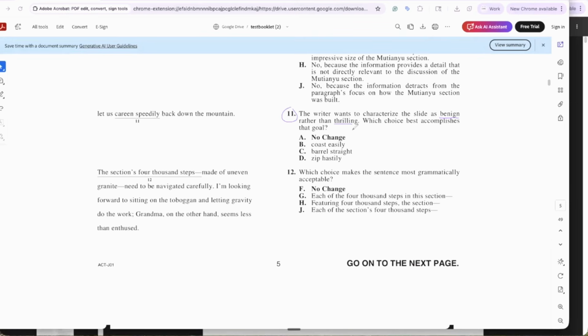So you want to look for something that is rather than, or not, thrilling. It's kind of calm, maybe even boring. So you've got speedily, you've got coast easily, barrel straight, and zip hastily. So zipping, speedily, those are more thrilling. And then you've got barrel straight and coast easily. Barrel straight means going straight down. And so the answer is going to be B.